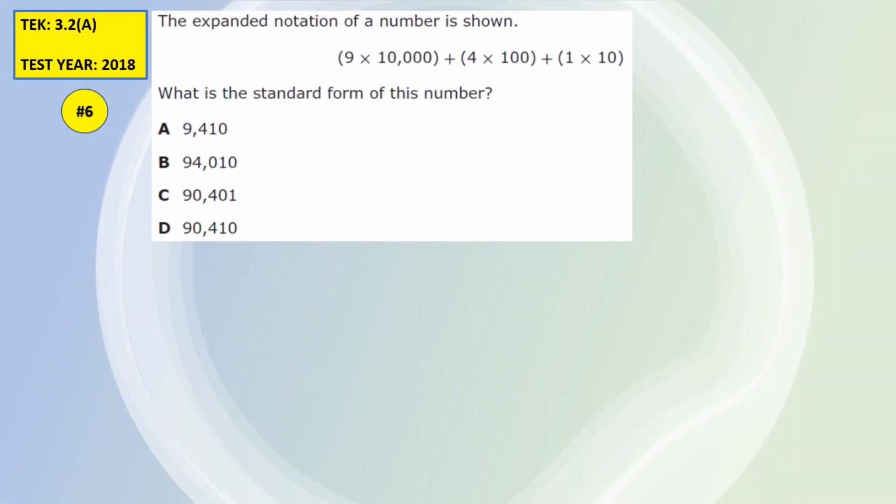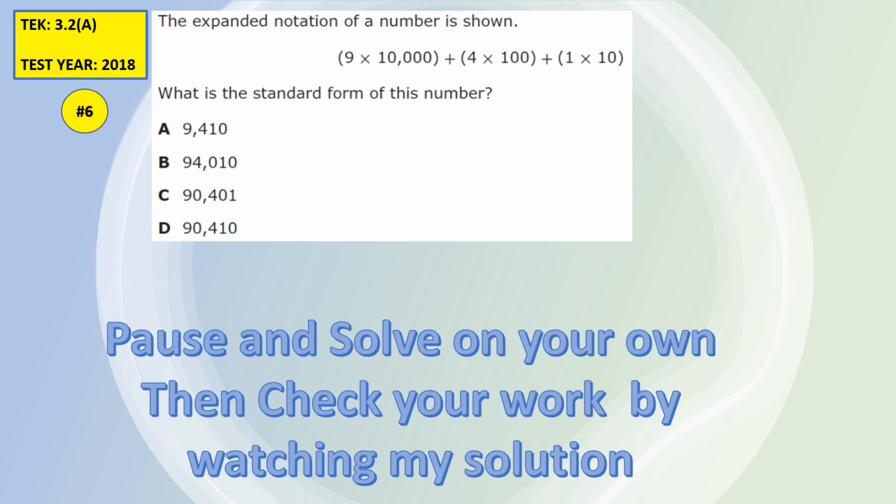Number 6 says the expanded notation of a number is shown. In the first parentheses, it's 9 times 10,000 plus 4 times 100 plus 1 times 10. What is the standard form of this number? Pause your video and solve on your own, then check your work by watching my solution.